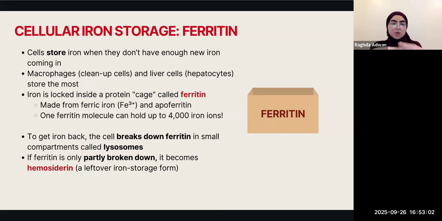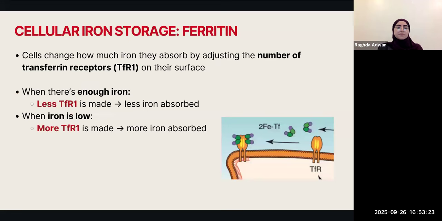Now, once you want iron again, you will break down the ferritin, obviously, because you want to break down the stores of iron. And in the process of breaking down ferritin, it becomes hemosiderin. This is partly broken down ferritin, the leftover form. So this is just to help you understand the names. Ferritin versus hemosiderin. They're both storage forms of iron.